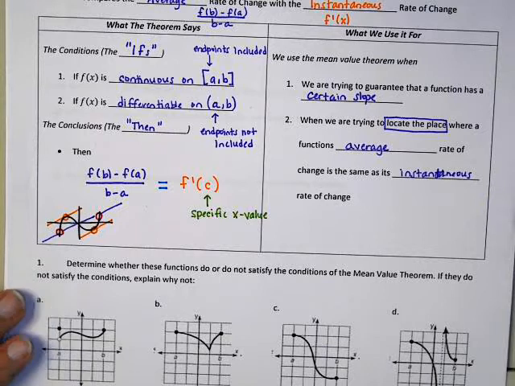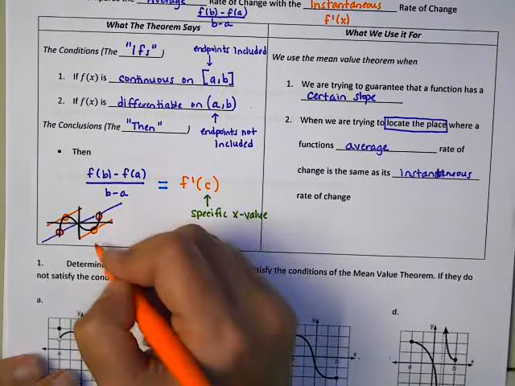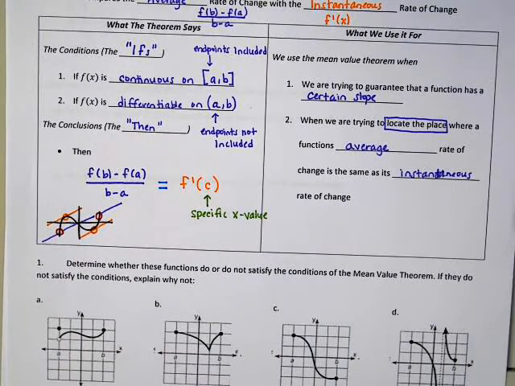In this example, there would be 2 places where the tangent line would have the same slope, and we can tell because they're all parallel. All that this theorem allows us to do is find the place where the slope is the same as the average slope. So let's take a look at the follow-up questions.